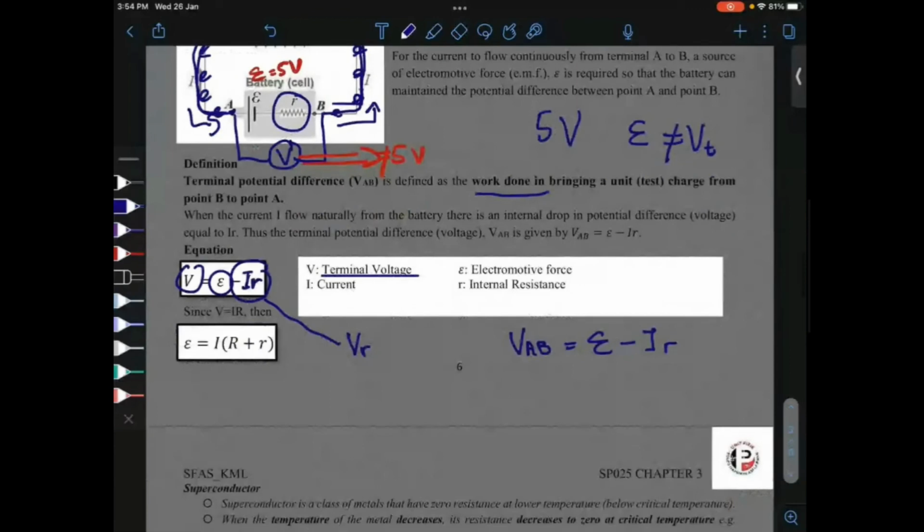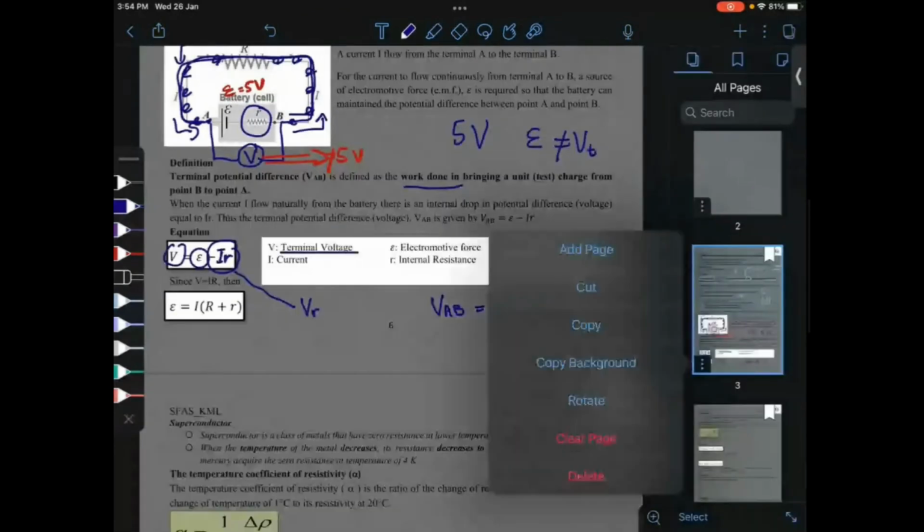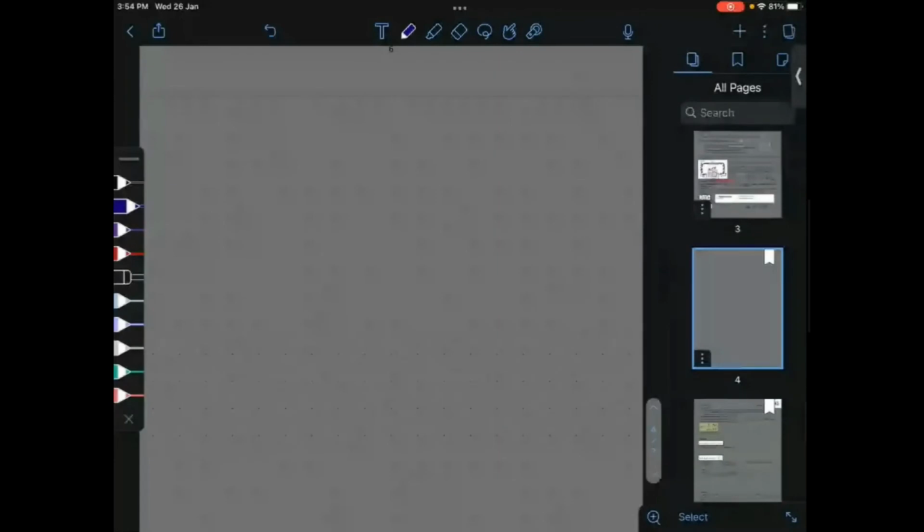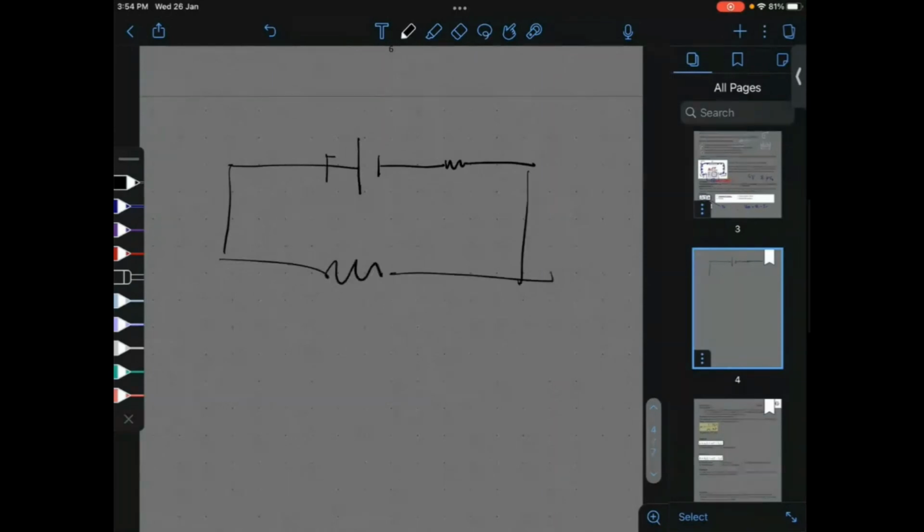Sekejap saya nak tambah kertas. When you have a circuit, this is your circuit. Okay, ini bateri kamu. So kalau dia letak simbol R kecil, contoh dia tak lukis bentuk bateri ni sekalipun, kalau dia letak simbol R kecil ini, this indicates that the resistance that is present in the battery, resistance di dalam battery. This is what we call as internal resistance.